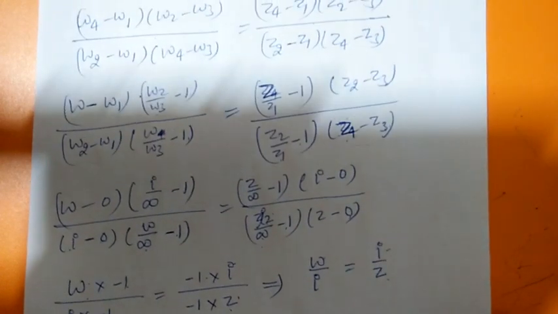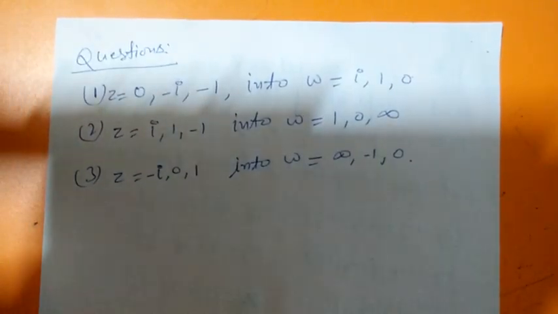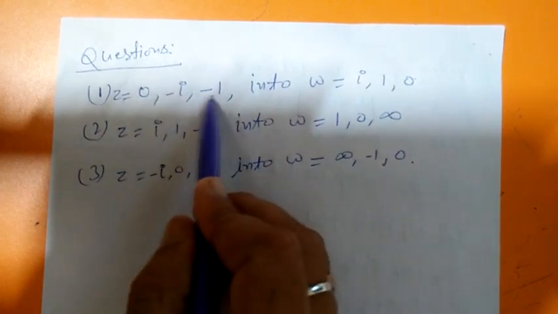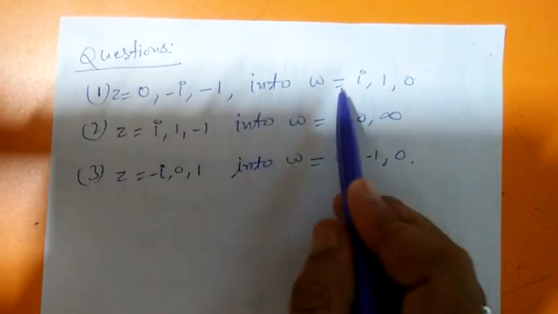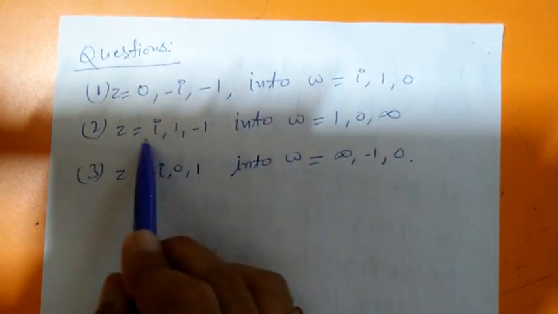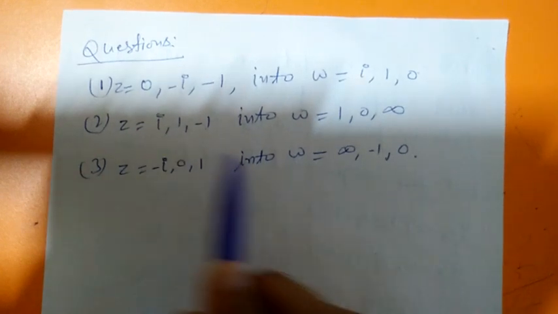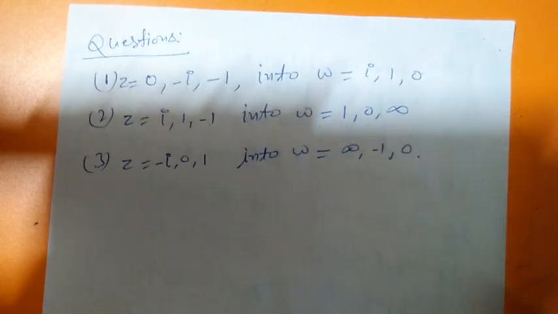So this is the concept of the bilinear transformation when the 4 points are given in the w plane as well as the image of these points on the z plane. So here I am giving a few questions related to bilinear transformations. So here we have the points on the z plane mapped into the points on the w plane. Similarly, in the second question, the points or images of the z plane into the points on the w plane.